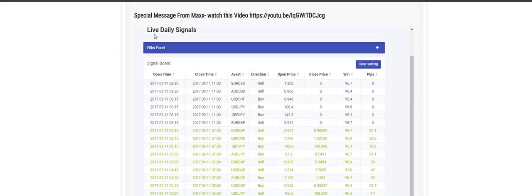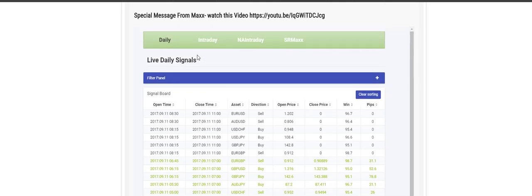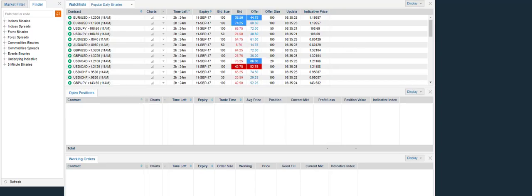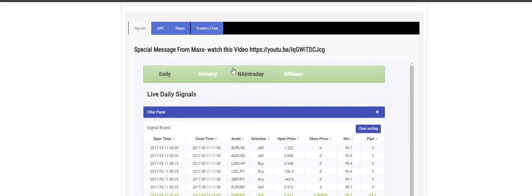This is the daily signals, of course. We also have the intraday and SR Maxes, all different types of trades that we have to do. But this morning I'm looking at our dailies. Easy enough. There is some market movement happening today. Let me check to see what news is happening.